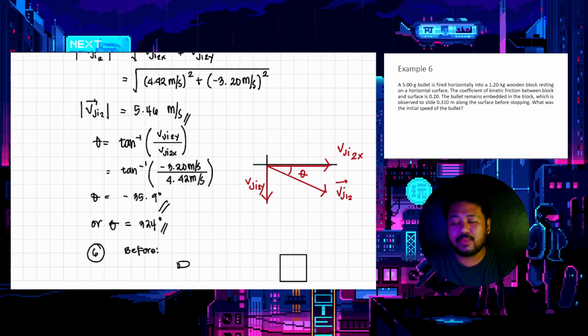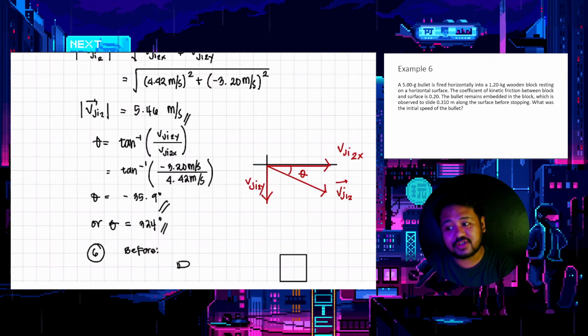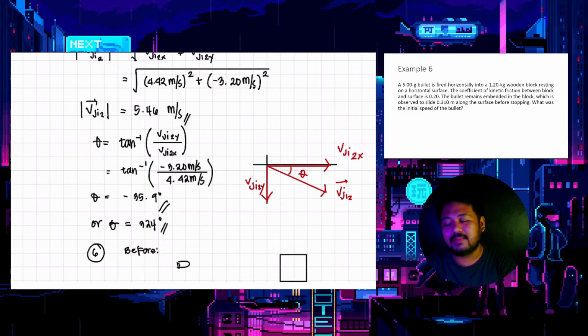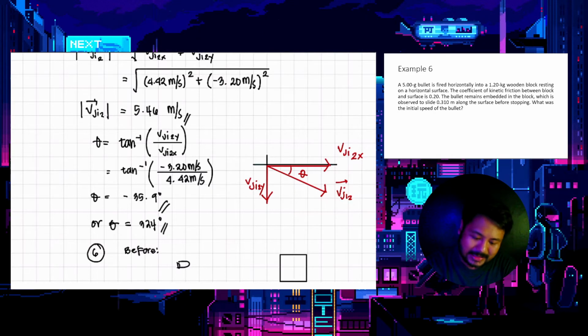A 5-gram bullet is fired horizontally into a 1.20 kg wooden block resting on a horizontal surface. The coefficient of kinetic friction between block and surface is 0.20. The bullet remains embedded in the block, which is observed to slide 0.310 meters along the surface before stopping. What was the initial speed of the bullet?